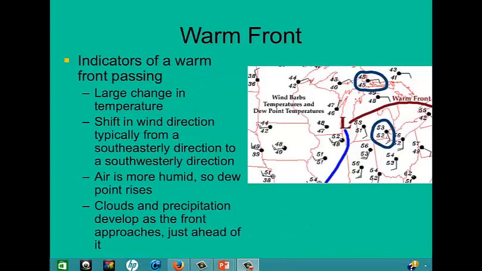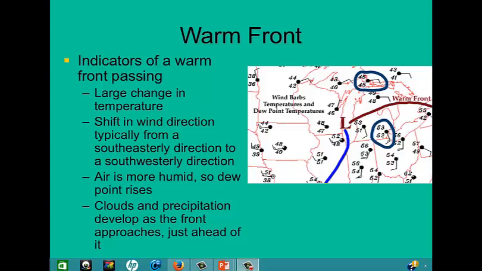There are typically indicators of a warm front passing. The following will explain that. So the first one is the large change in temperature. You will go from colder temperatures to warmer as the warm front moves into your area. There's a shift in wind direction, typically from a southeasterly direction to a southwesterly direction, as you can see in the diagram. The air is more humid, so dew point rises.